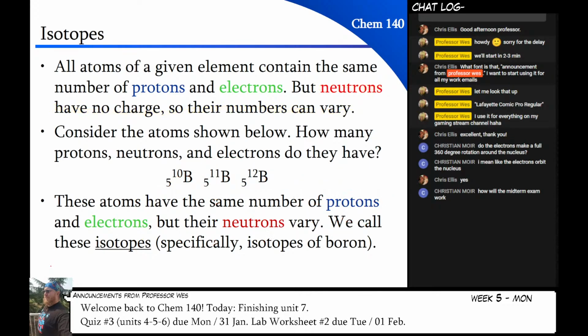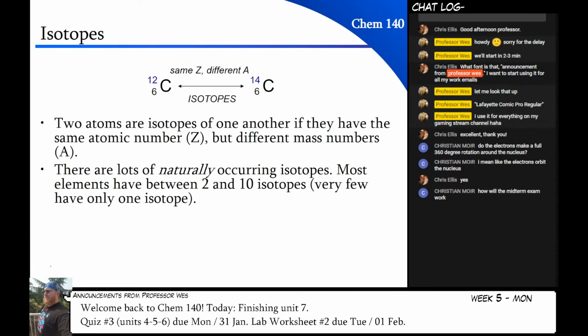So there's our definition again. Isotopes have the same number of protons but different numbers of neutrons. And so same Z, different A.